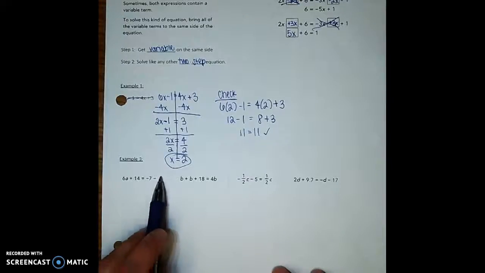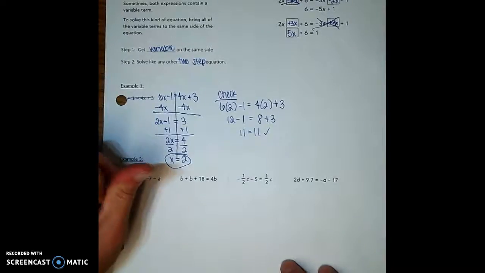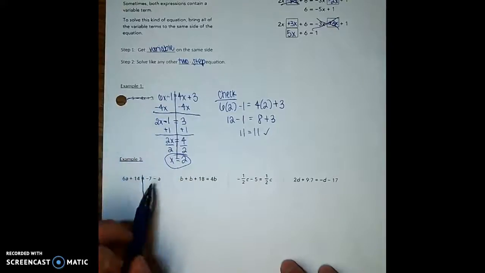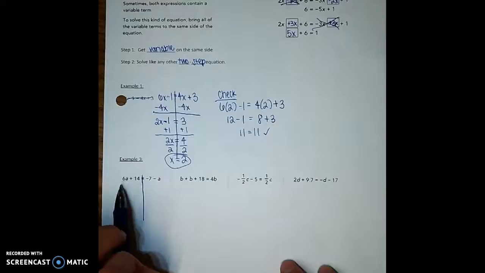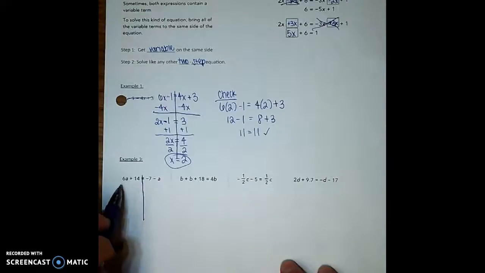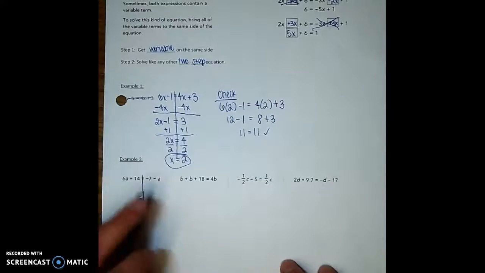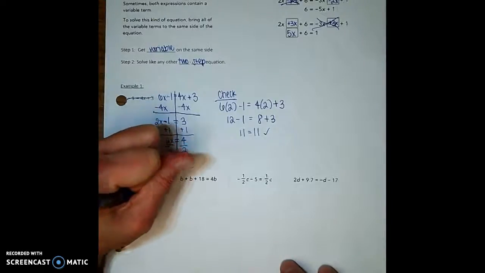Now this minus a, I don't really love having that minus a on this side. And so I think the easiest thing for us to do here would be to move that minus a over to the other side by adding a. Otherwise, I'm taking away 6a and I'm going to end up with some negatives. So my first step, I'm going to add a to both sides.